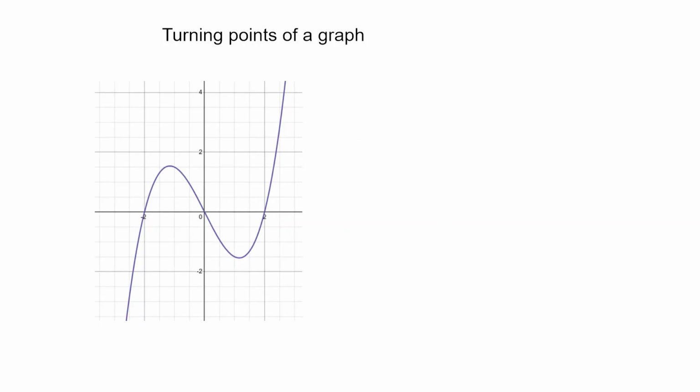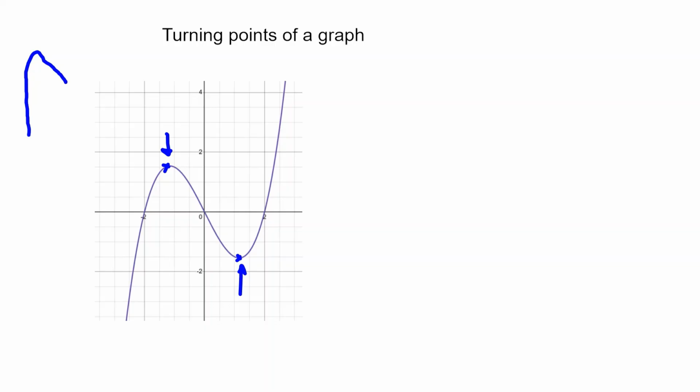In this video, we're going to discuss turning points of graphs. So on the left, I have a cubic graph, and from this, we can see that there are two turning points, there and there. That is when the graph goes from going upward and it turns and goes in the downward direction. Now, we're interested in working out where these points actually are.